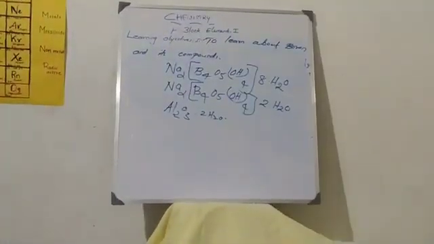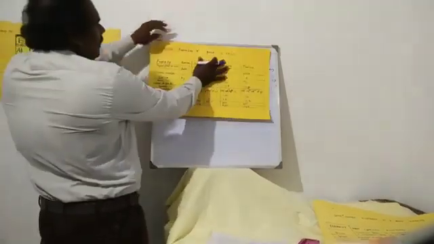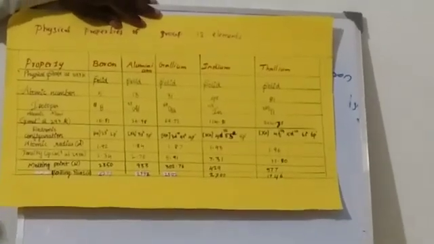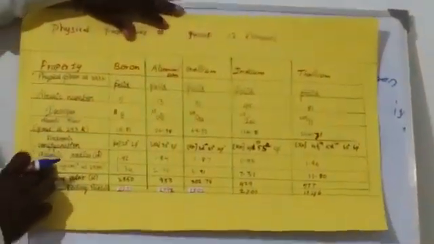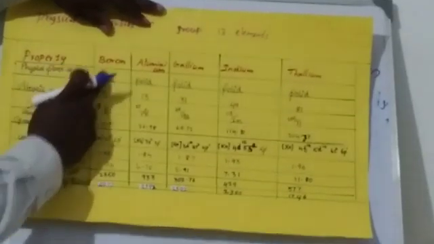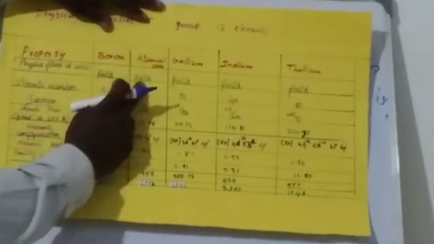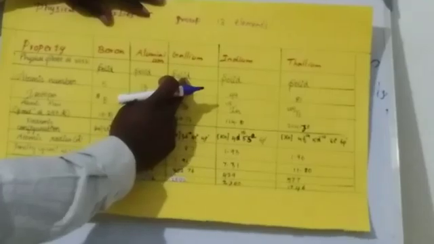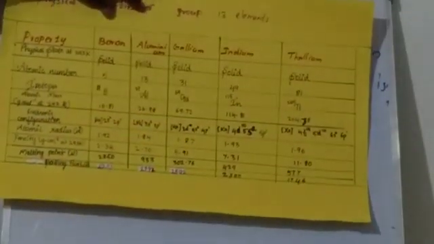Now the physical properties of group 13 elements. The first property is physical state. Boron is a solid. Aluminum is also solid. Gallium solid. Indium solid. And thallium also solid.